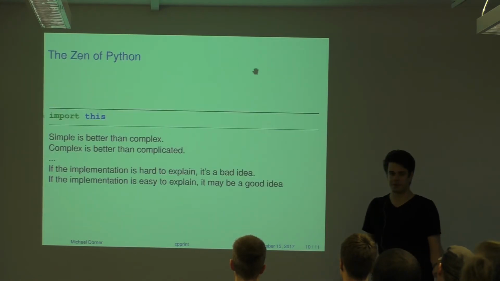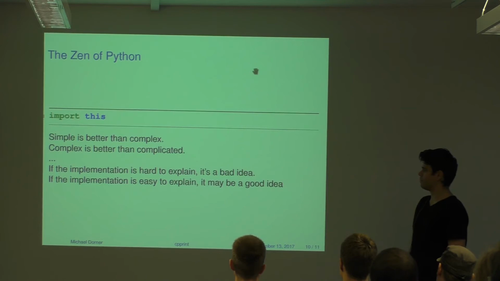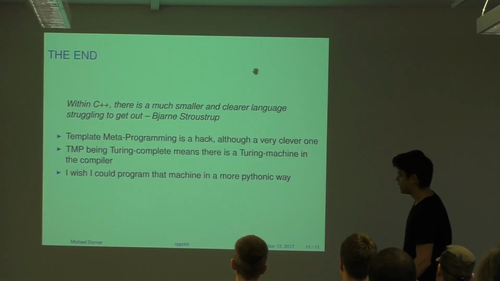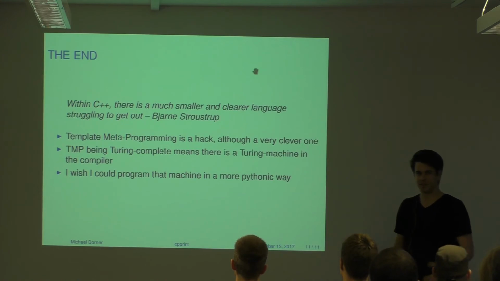So this brings me back to the Zen of Python, which is one of the few reasons why I like Python. It's not very safe, but I like the "simple is better than complex," and I like the "complex is better than complicated." And quite frankly, I think template metaprogramming has become too complicated. It's kind of a hack.